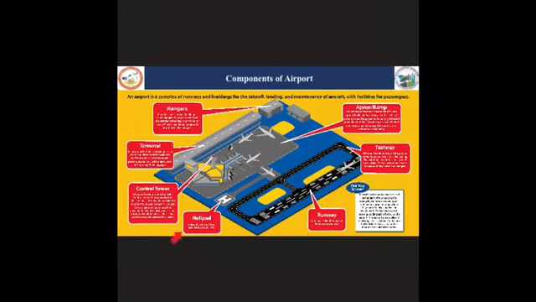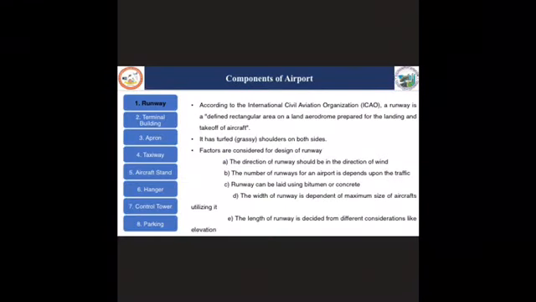So this is the picture representing the various components of the airport. So here you can see the first component is the runway, and next we have the taxiway, aprons or the ramp, hangars, terminal building, control towers and the helipads. So next we will discuss the functions of various airport components. The first component in the airport is the runway.